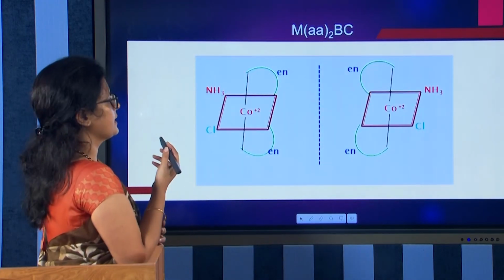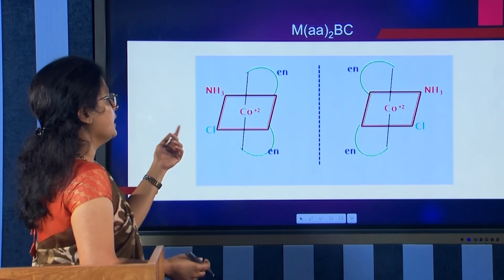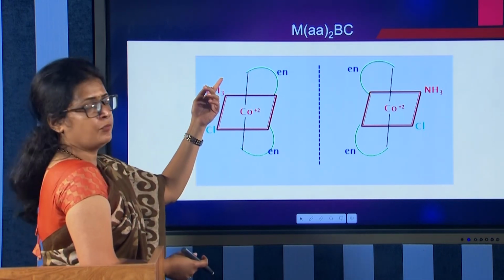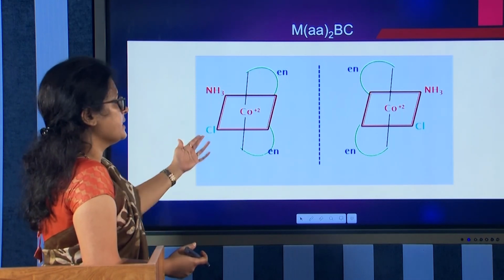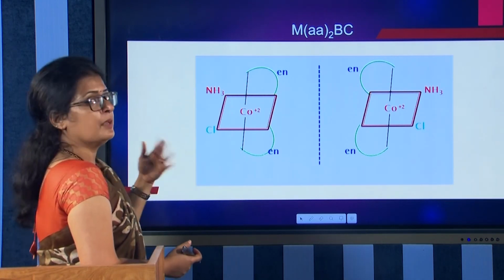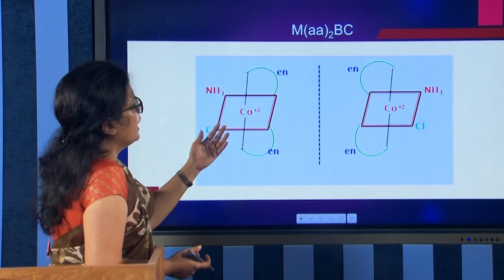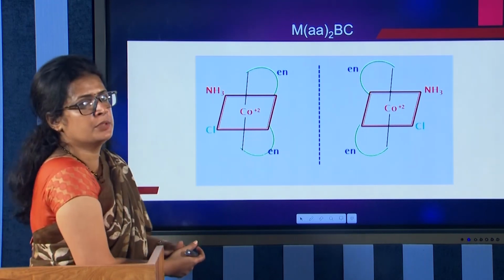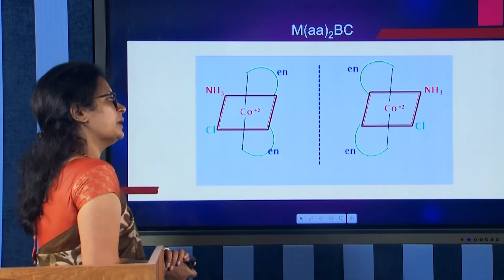And another example is Co(en) twice NH3 Cl. Here it is of type MAA twice BC, because B and C are different, the unidentate ligands are different. NH3 in the previous example was the same, in this case it is different. Again these are also examples for optical isomers because they form non-superimposable mirror images.